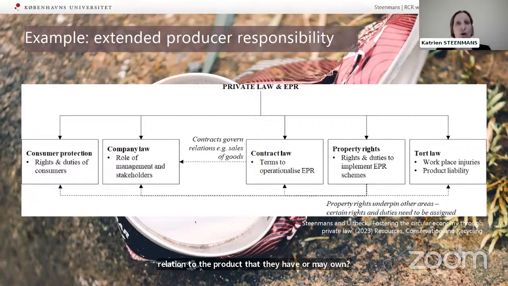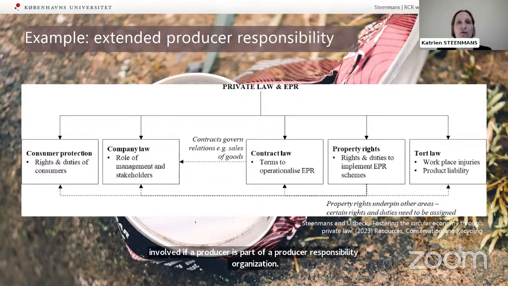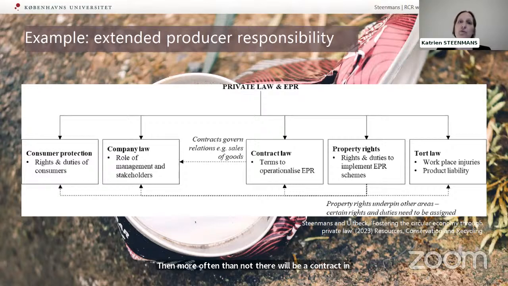To operationalize EPR, contract law also is likely involved. If a producer is part of a producer responsibility organization, then more often than not, there will be a contract in place that sets out the terms between the producer and the producer responsibility organization in order to ensure that these organizations meet the legal EPR requirements that the producer is required to meet. Even within individual EPR schemes, it depends on the particular scheme, but there may be certain contracts, for example, in physical responsibility with waste management facilities to help manage the waste, or in informative EPR, there are questions surrounding information that's provided to consumers. Is this part of the contractual term of a sale of goods?